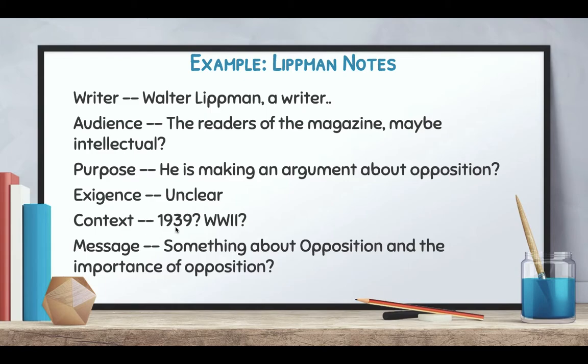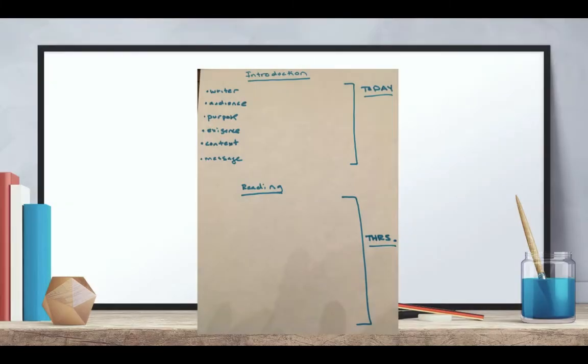Context, 1939. It's a magazine article. That's part of the context. I automatically think of World War II, but I'm not sure. The message, something about opposition and the importance, but I'm not clear yet. Once again, I'm just trying to piece things together. I'm trying to feel my way forward. I'm trying to gather as much information as I can in 3 minutes.